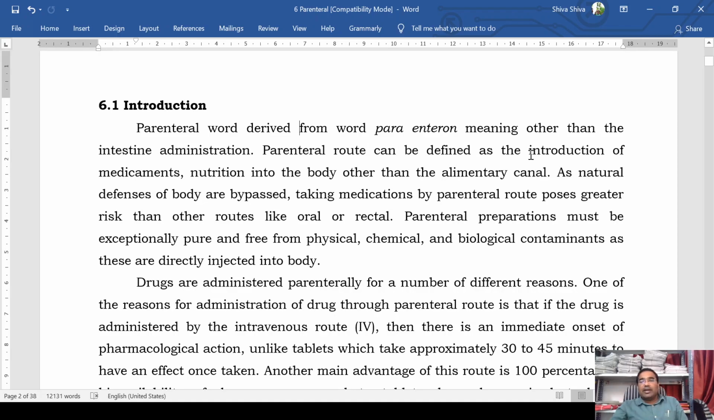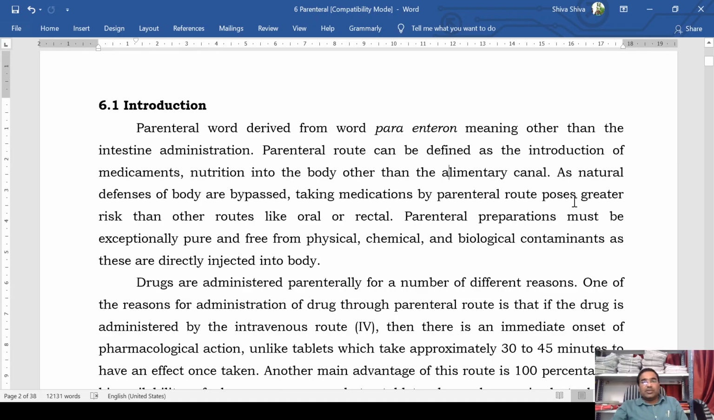Parenteral route can be defined as the introduction of medicament or nutrition into the body other than the alimentary canal, that is your intestinal canal. As the natural defenses of body are bypassed, taking medications by parenteral route poses a greater risk than other routes like oral and rectal route. So when you administer any drug through the parenteral route, the mechanisms which are involved for the protection of body are bypassed. Hence, one should take great care in the formulation as well as administration of parenteral products.